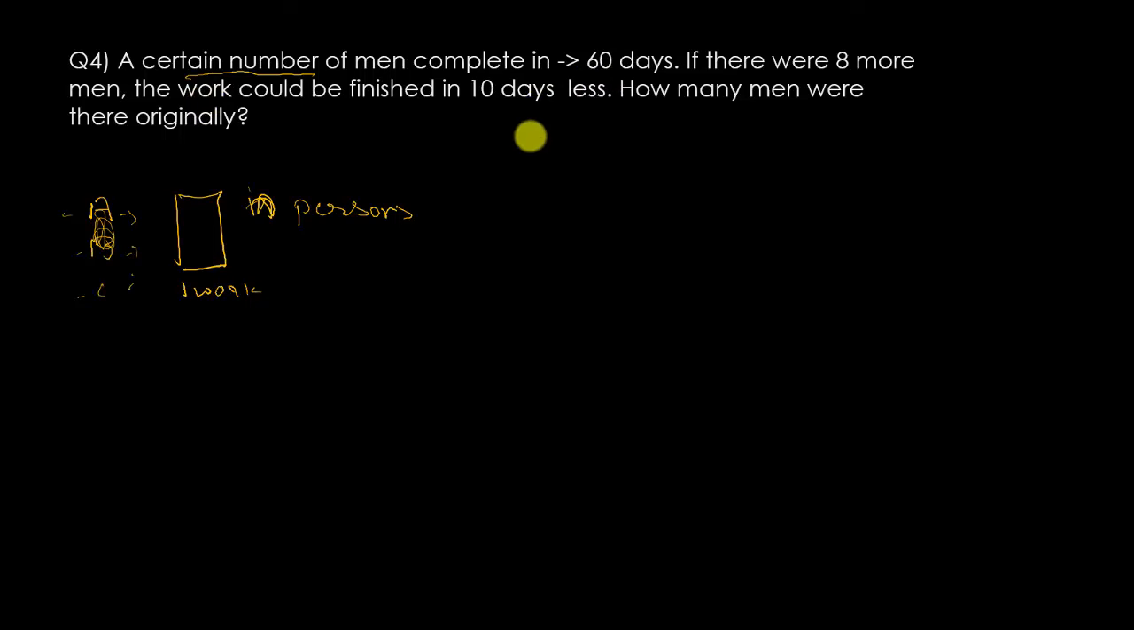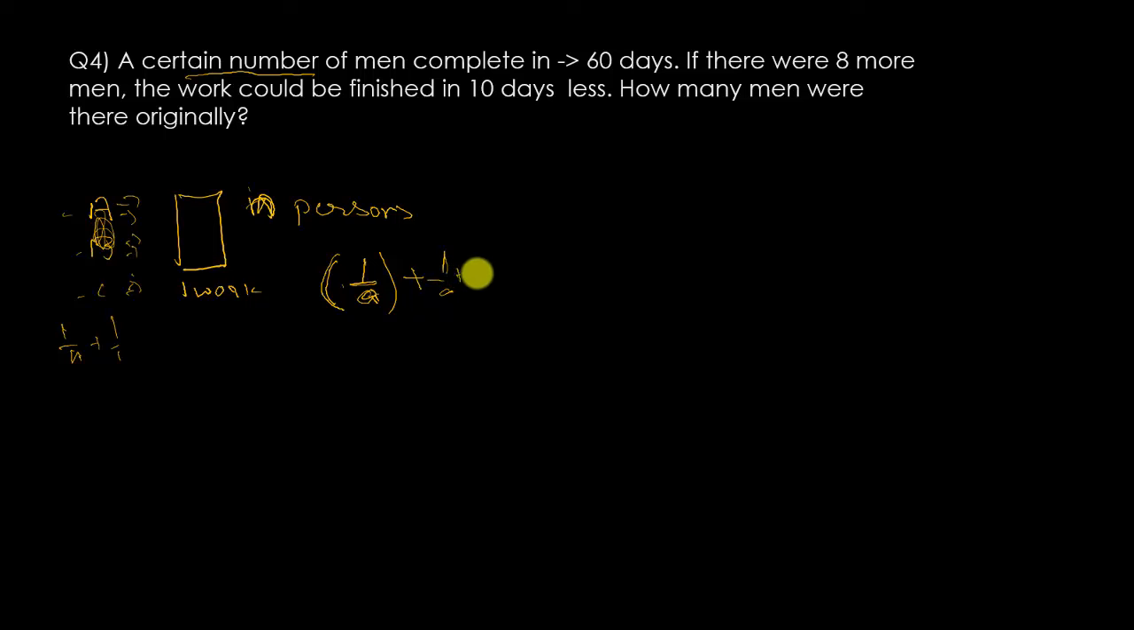So a certain number n of men work for 60 days. First we will have to assume the rate at which every person is doing work. Let us assume that rate is 1 by a. When 1 by a is one person's work and there is more than one person, we add one day's work: A's contribution, B's contribution, C's contribution.